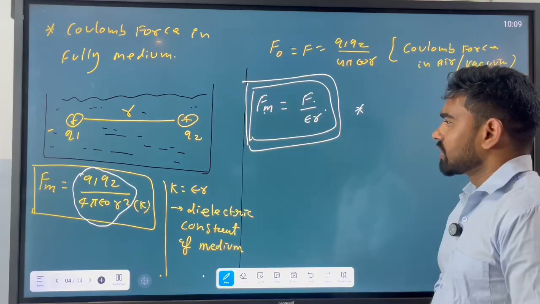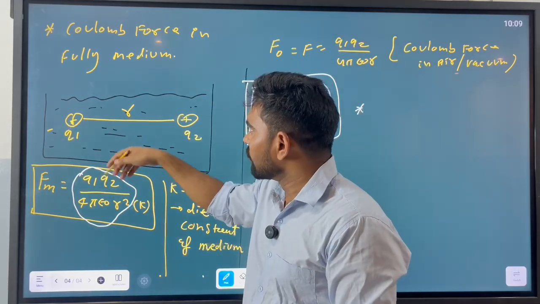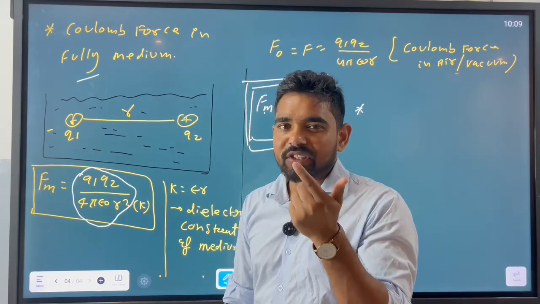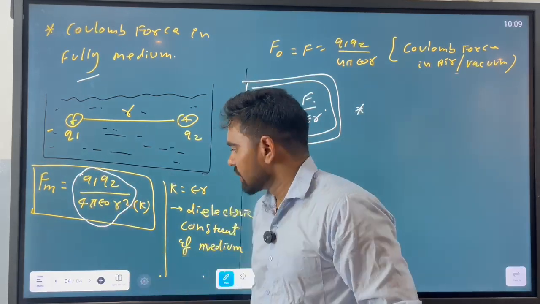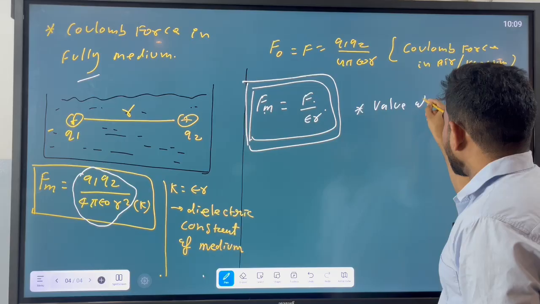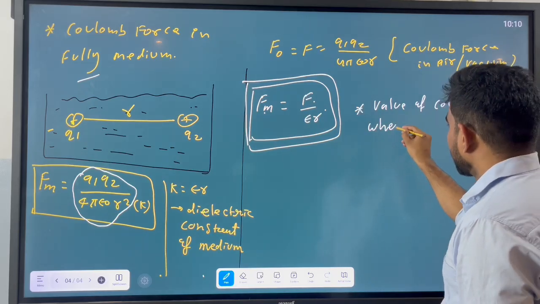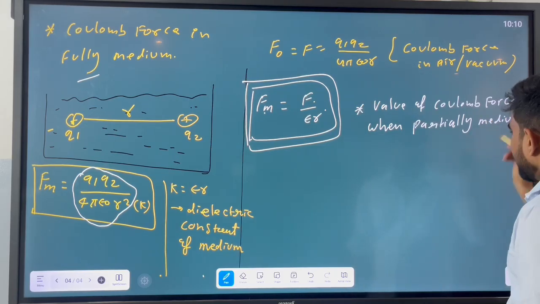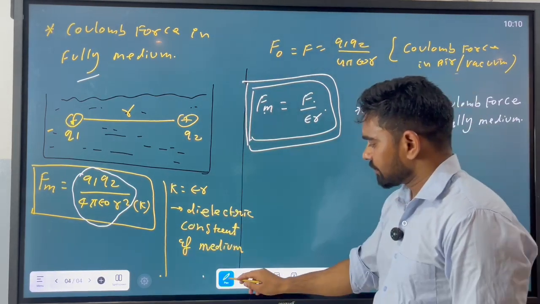Now we discuss when the medium is partially filled between both point charges. Here it was fully filled, but when the medium is partially filled between both point charges, how do we calculate the value of Coulomb force between both point charges? The value of Coulomb force when the medium is partially filled between both point charges, like this.